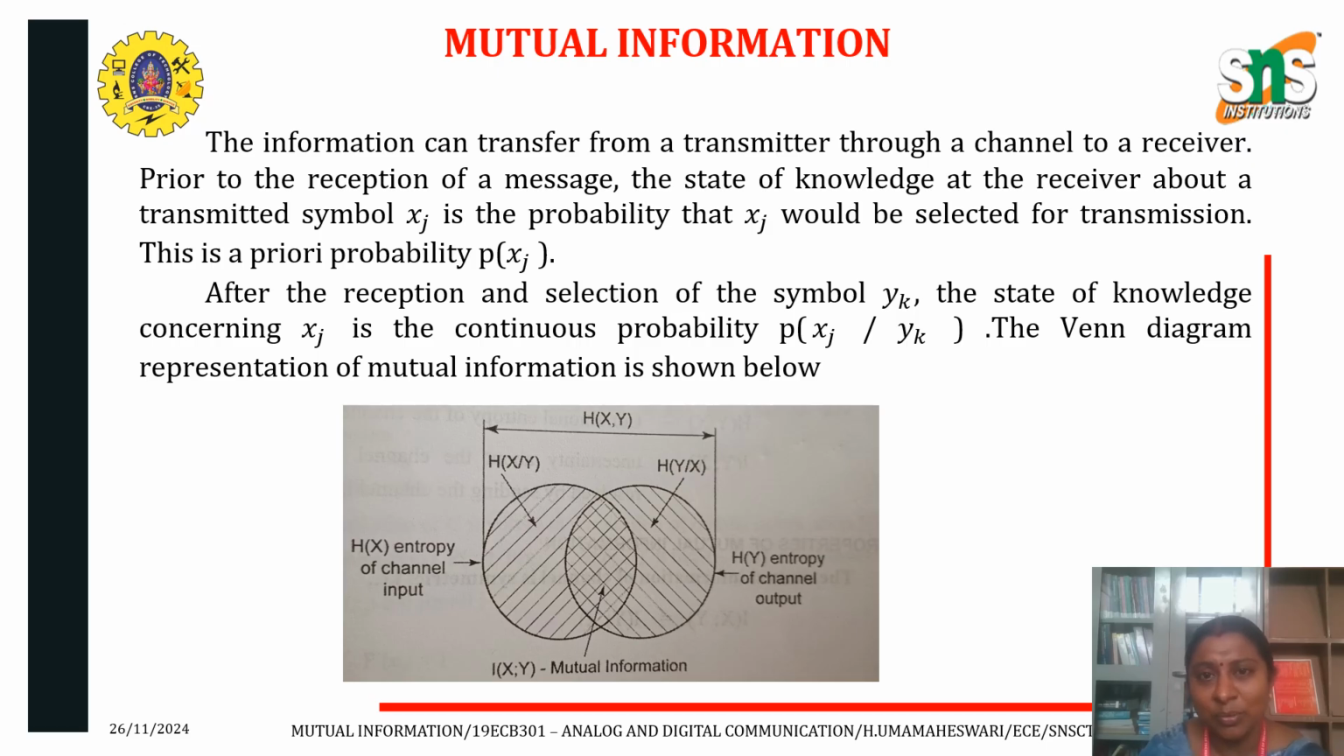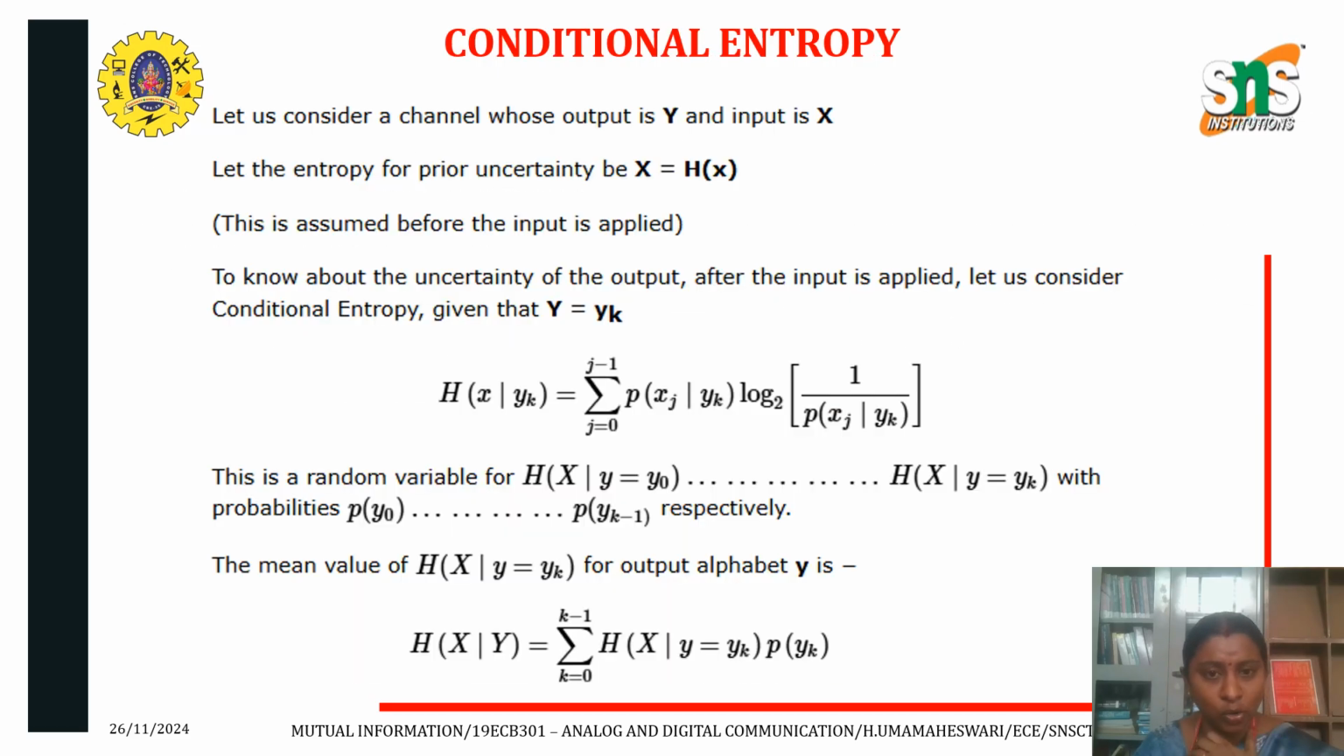The Venn diagram representation of this mutual information is shown below, where H(X|Y) and H(Y|X) are shaded fully. The overlap in between both parts is called I(X;Y), the mutual information. H(X) is the entropy of the channel input, and H(Y) is the entropy of the channel output. Now, according to conditional entropy, let us consider a channel whose output is Y and input is X.